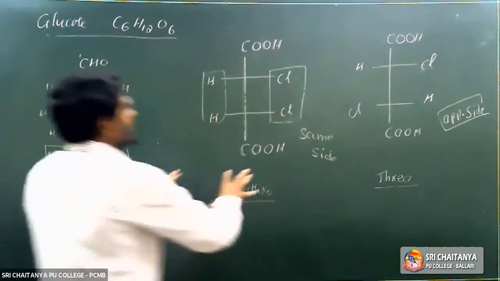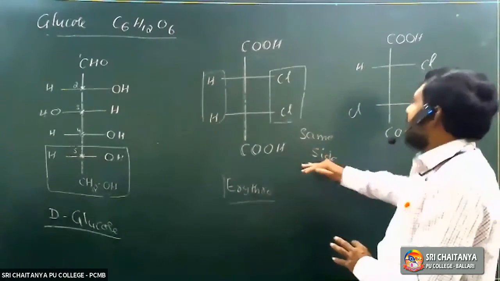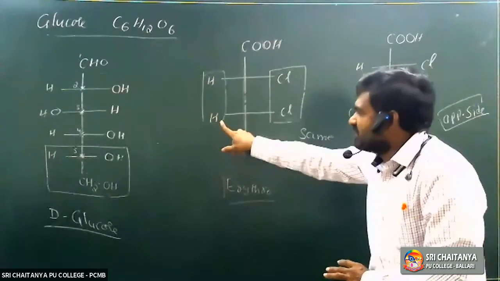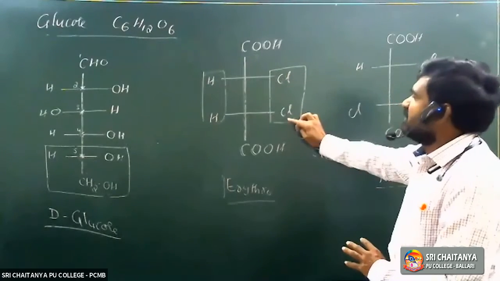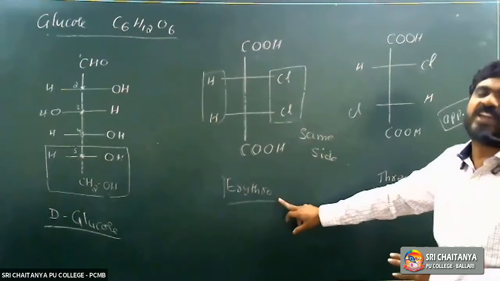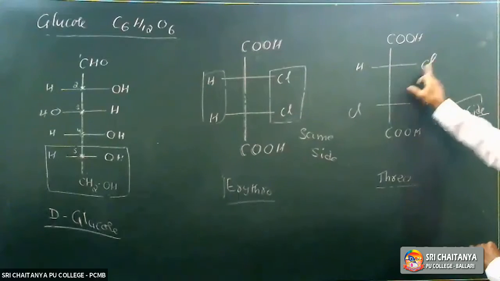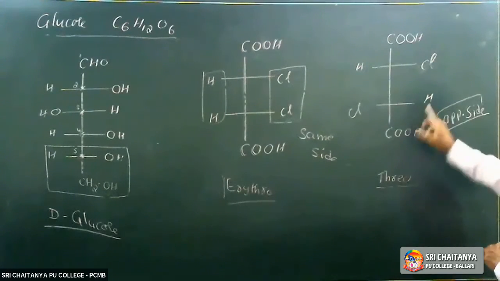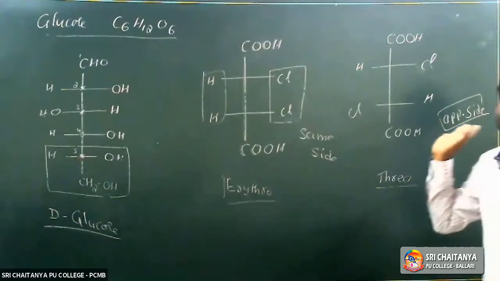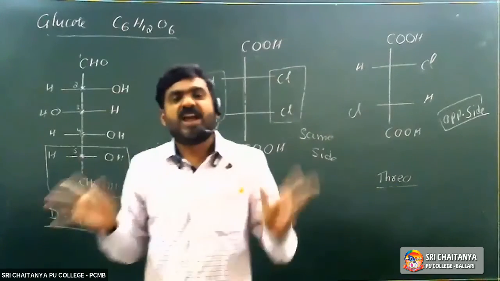The next one, what is erythro? What is threo? Erythro means the same atoms or species, hydrogen present on the same side, Cl present on the same side, or OH present on the same side. It is called erythro. Threo means similar atoms, H, H, Cl, on opposite side. It is called threo. It is erythro. Next one, it is a threo. Okay, so these are the main concepts related to optical isomerism.